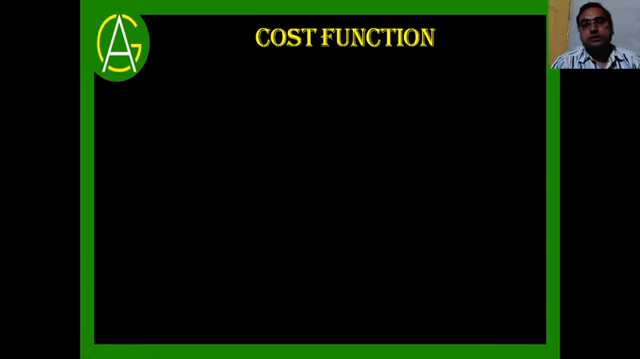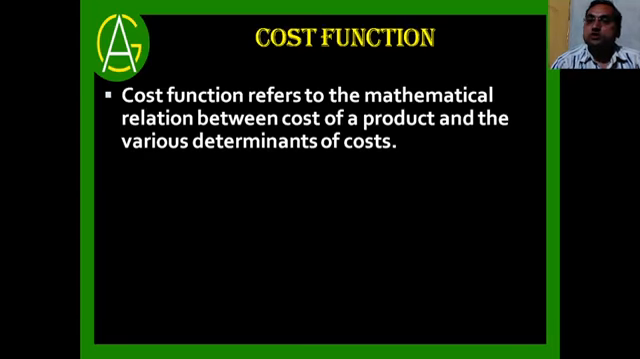Now another concept that we have to learn is cost function. What do we mean by cost function? Cost function is the mathematical relationship between the cost of a product and the various determinants of the cost. It means that it is a functional relationship of the cost of a product and determinants of the cost. Determinants means all those factors that affect the cost of a product. Functional relationship between these two is considered as cost function.